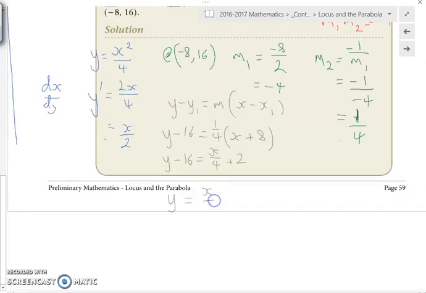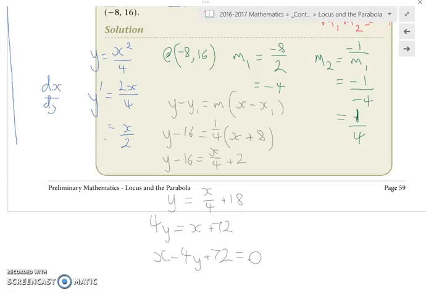Y equals x over 4, can't add up, plus 18. Okay. Now we could leave it like that, but they probably won't want us to leave it like that. Let's get rid of the fraction, yeah? So I end up with 4y equals x plus 72. Which we could also write as x minus 4y plus 72 equals 0. ax plus by plus c equals 0. So general form of a linear equation.